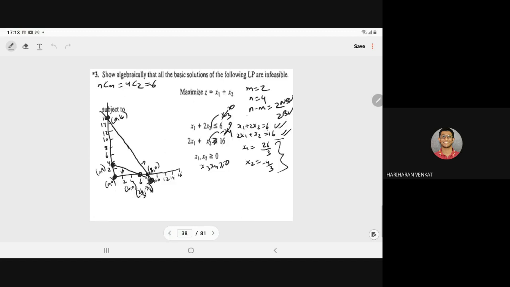From the graph also, one region is this side, another region is this side. So there is no intersection region in the first quadrant. That's why we have the infeasible space, right? Then we say we have no solution. So for this problem we have no solution.